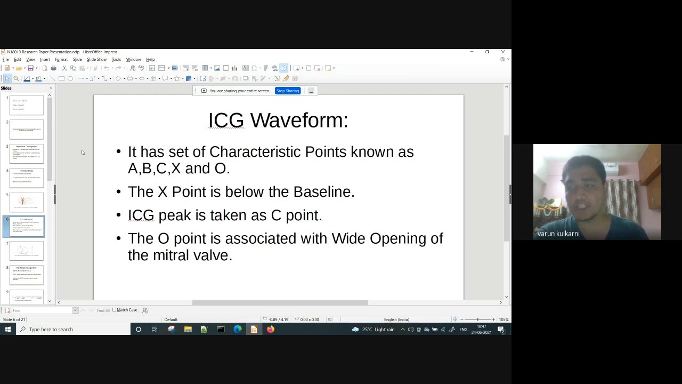The ICG peak is taken as the C point and the lowest point after it is taken as the X point. Initially, the zero crossing before the C point was taken as the B point. Later, it was determined as the point corresponding to 15% of the ICG peak. However, it has been reported that the B point may occur at any point on the ascending portion of the signal before the C point.